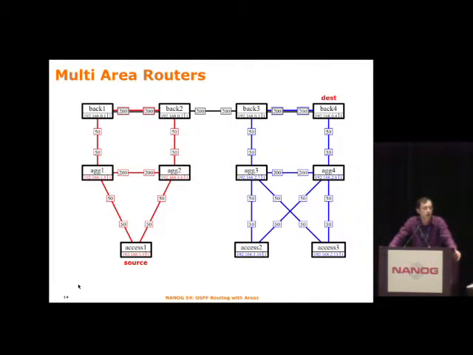One thing that areas are often used for is to configure a different area in each office or POP. And so that's what this is sort of representing, two separate access networks connected by a backbone. And if you're routing from the source to destination, it takes the very straightforward route.